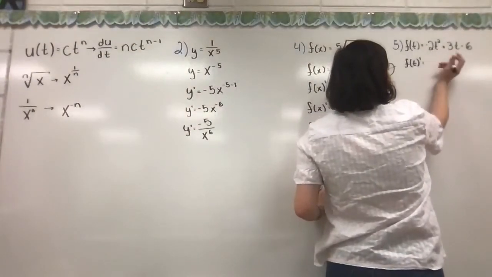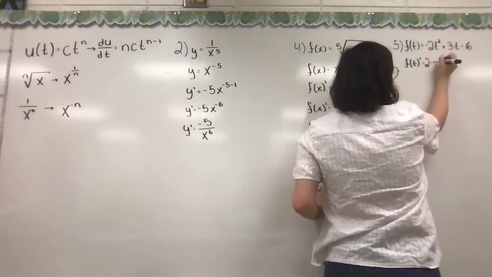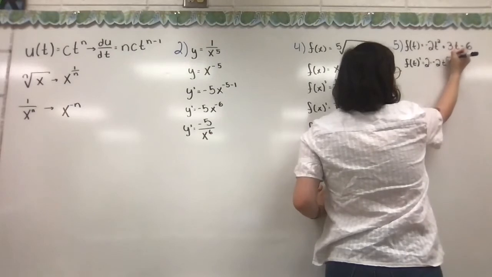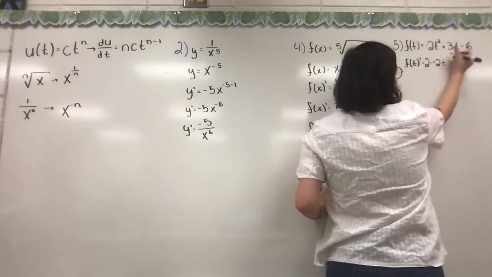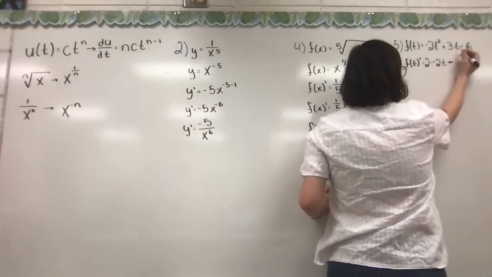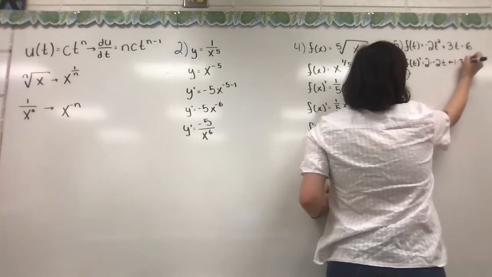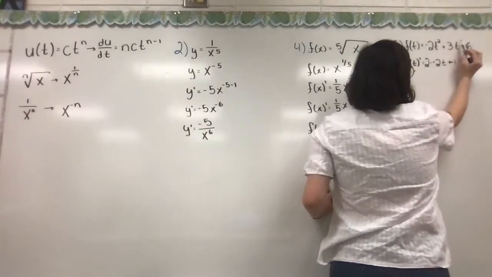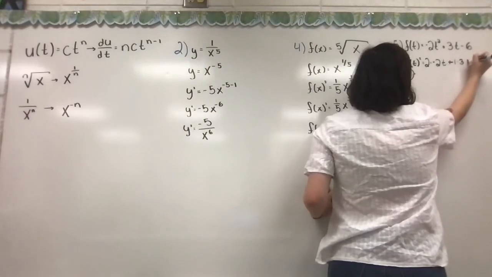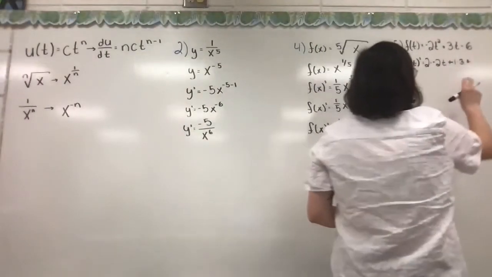So how would we take the derivative of that? What would we do? We're going to have 2 times negative 2 t to the 2 minus 1, which is 1. So it's going to stay like that. Plus, what would we bring down from here? 1 times 3. And what's 1 minus 1? So what would happen to the t? It wouldn't be there.